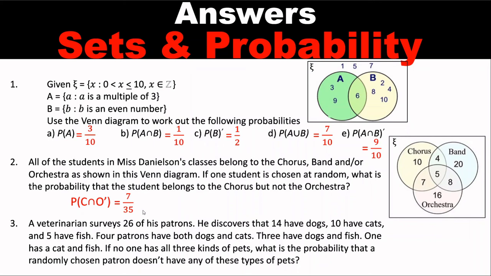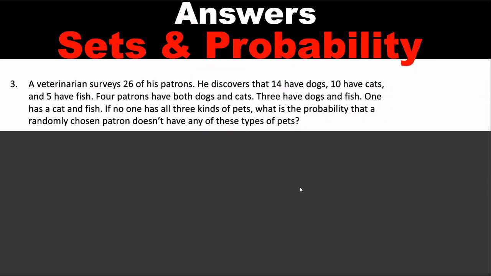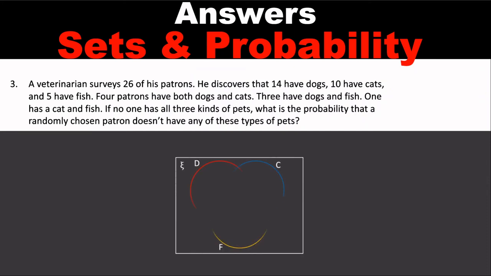Finally, question 3. I hope you took the time to do all your working for this. I'm going to need more space for this. Here's my Venn diagram showing the number of dog owners, cat owners, and fish owners.